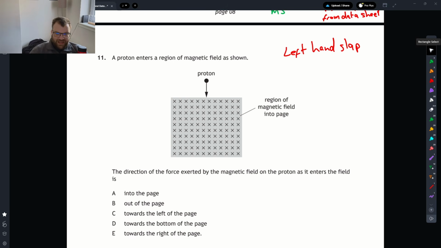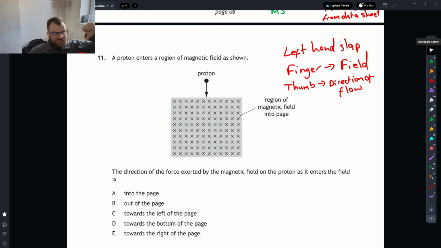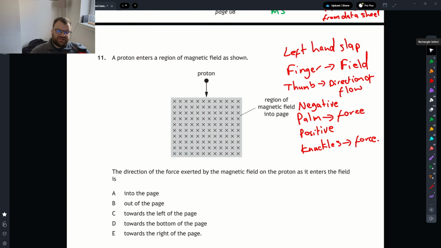So what it says to do is to take your left hand, and again, the camera might be flipped, so it might look a bit awkward, but that's my left hand. We take the fingers of the left hand, and they're acting as your field, or pointing along your field. You've then got your thumb, which shows the direction of flow. So in this case, they are a proton moving down the way. And then if it's negative, you would look at the palm, and wherever your palm is pointing is your force. If it's a positive one, you use your knuckles, so whichever direction they're pointing in.